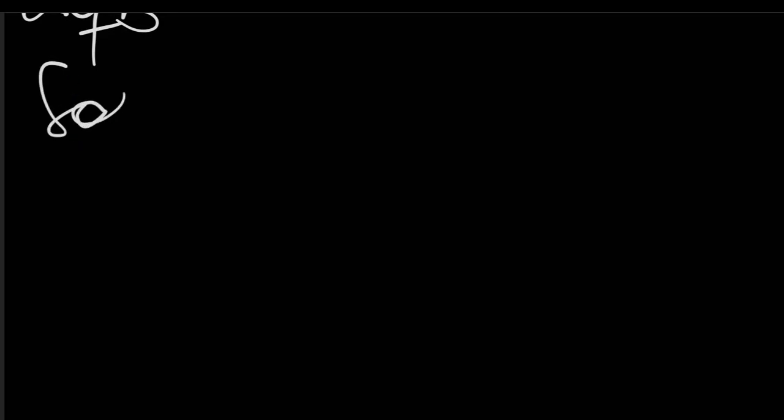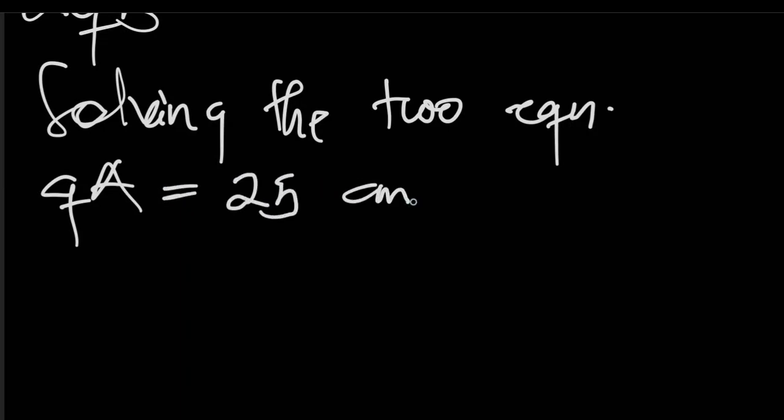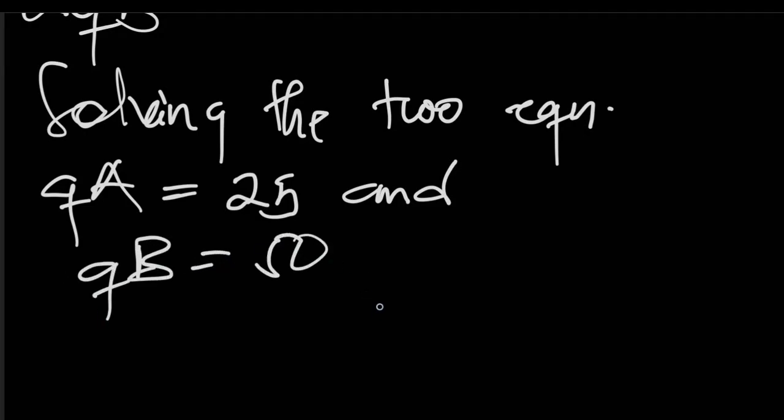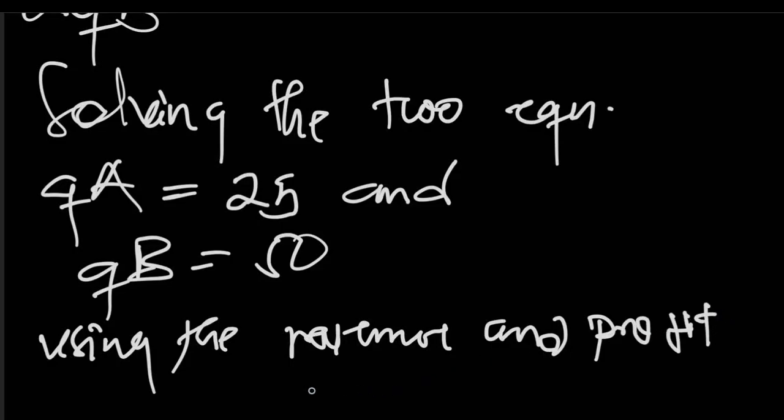So solving the two differential equations, you will say QA will be equal to 25 and also QB will be equal to 50, using the revenue and profit function.